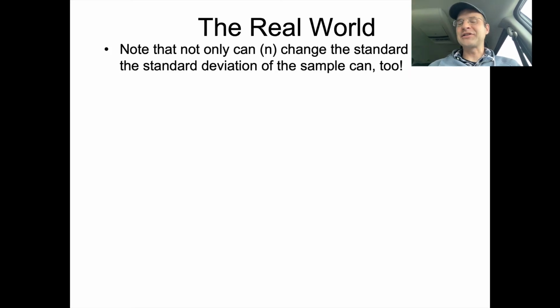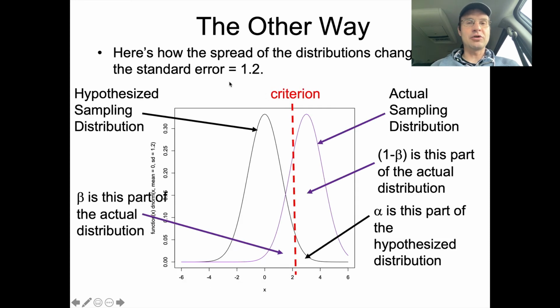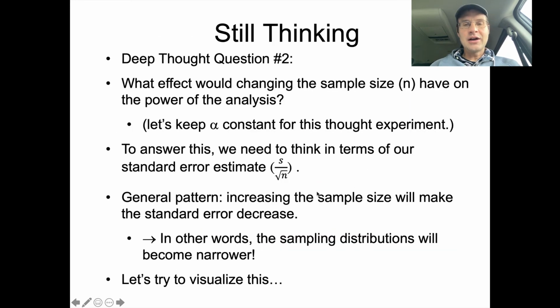I will make another subtle point here as well. I want you to note that not only can n change the standard error or the standard deviation of those sampling distributions, but the standard deviation of the sample can too. So if we go way back, I said our standard error estimate is the standard deviation of the sample divided by the square root of n. And changing n is straightforward. You just say, well, I'm going to run 30 subjects rather than 20. And then all of a sudden n gets bigger, and you have to do more work, but whatever. You just run the study again.